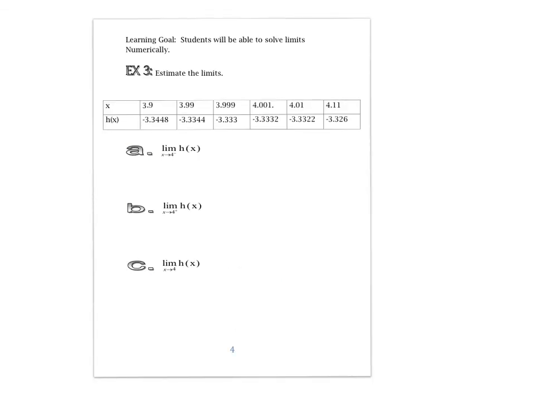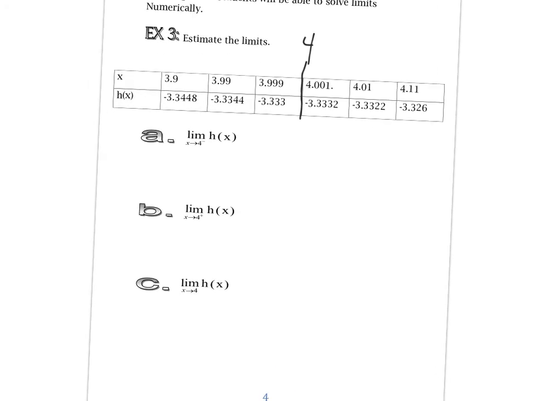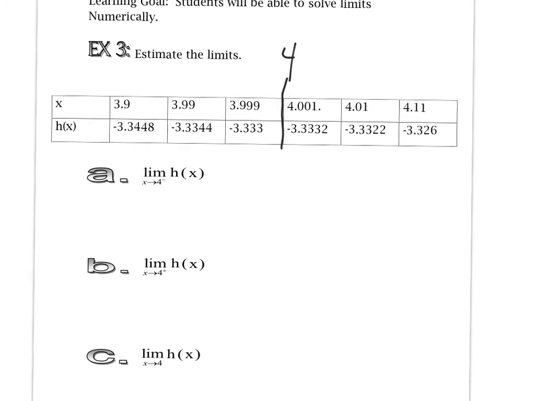Okay, here we're talking about some function h of x. We don't know what h of x is, but we do know some values for it. And we're talking about as the limit approaches 4, from the left, from the right, and then the general limit. Well, 4 seems to be about right here, so let's take a look. First from the left, that's approaching this way. Well, that looks like it's approaching negative 3 and 1/3. We could see that that's getting closer and closer to negative 3 and 1/3.